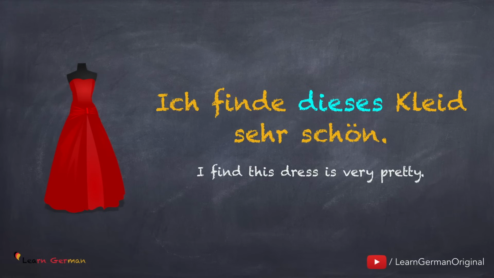Ich finde dieses Kleid sehr schön. You could also say Ich finde das Kleid sehr schön, but we are using here dieses because we are talking about a particular dress and maybe also pointing at it.